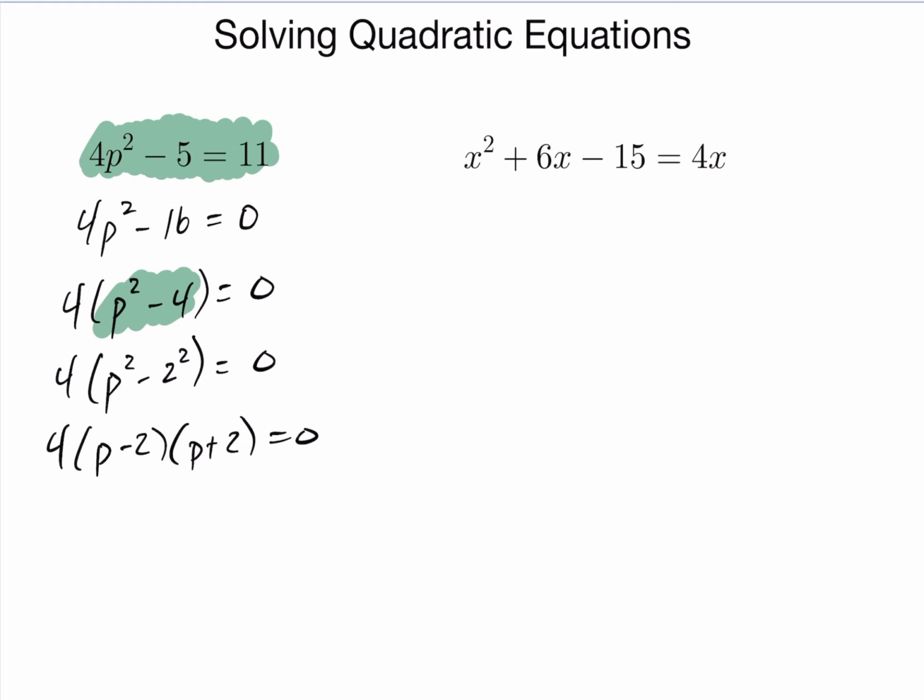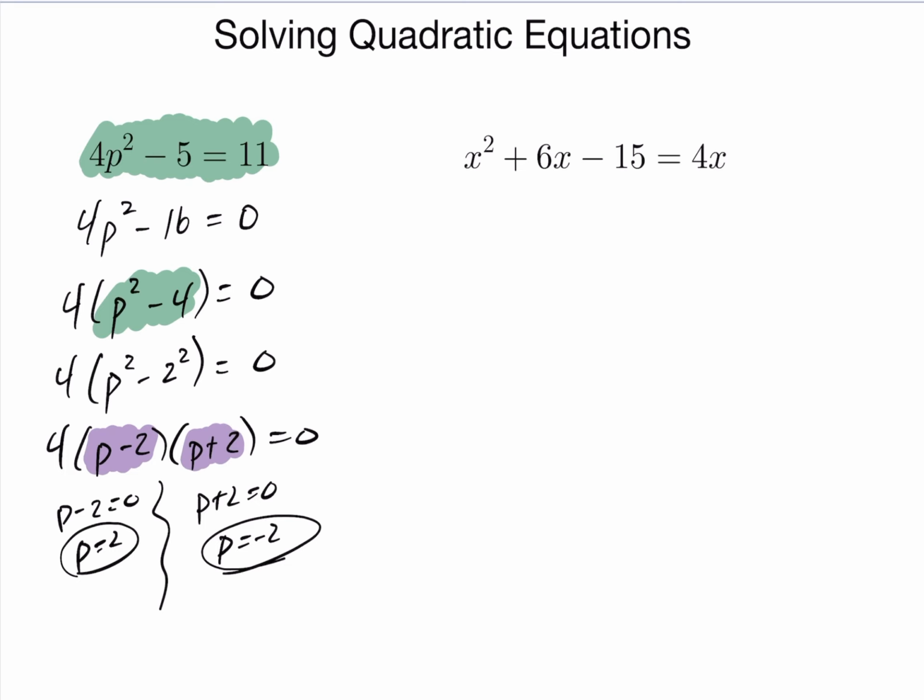So again, we have the product of two expressions equal to 0. Either the p minus 2 is 0 or the p plus 2 is 0. And solving for these, you'll see p minus 2 is 0 implies that p is 2, or p plus 2 is 0 is going to imply that p is minus 2. So the zeros or roots for this quadratic are 2 and negative 2.